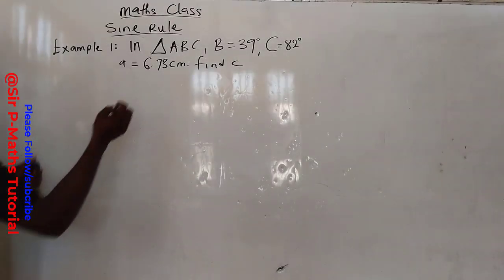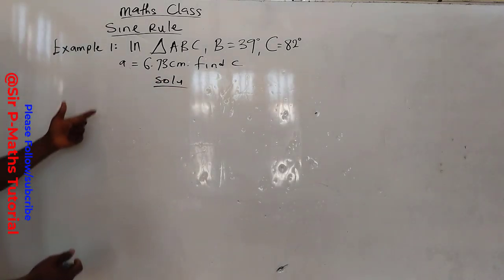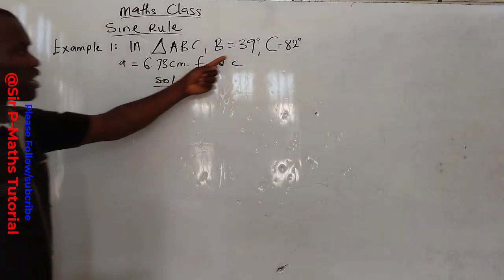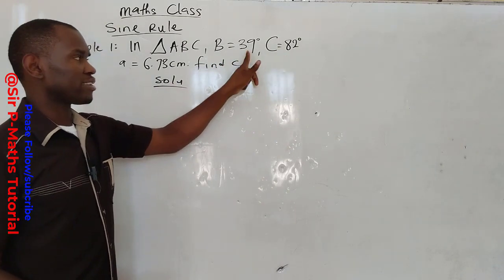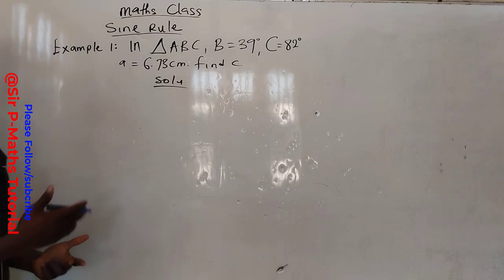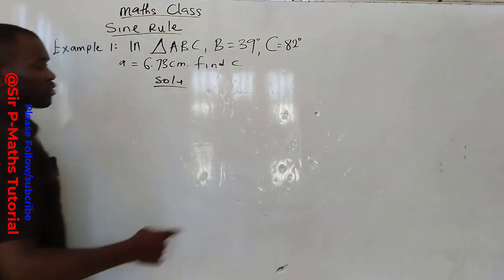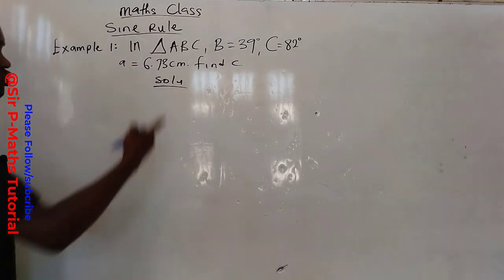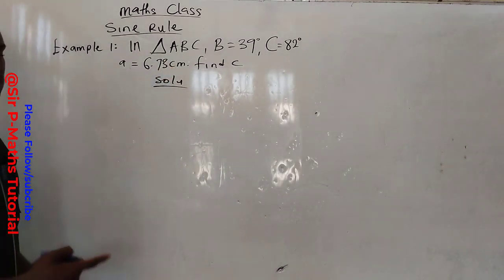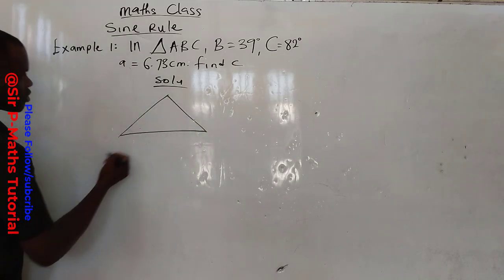The first thing we do is to draw the triangle to represent the information given to us. Before you draw the triangle, observe the angles given to you. I have 82 and 39. This shows me the nature of the triangle I'll be drawing, whether obtuse or acute. Considering the two angles I have, the triangle will be acute because none of the angles there are up to 90 degrees. So my triangle will be like this.